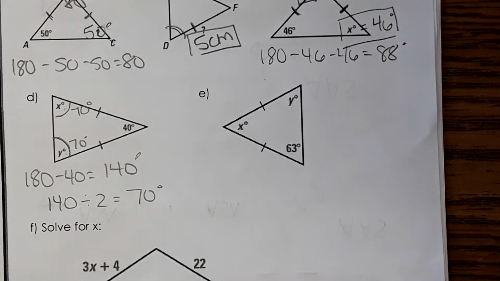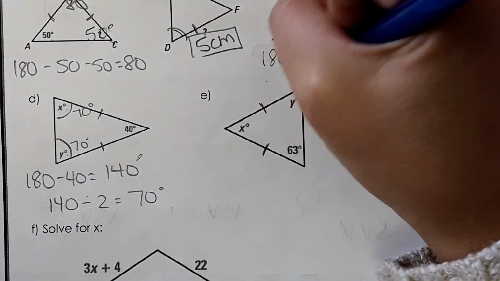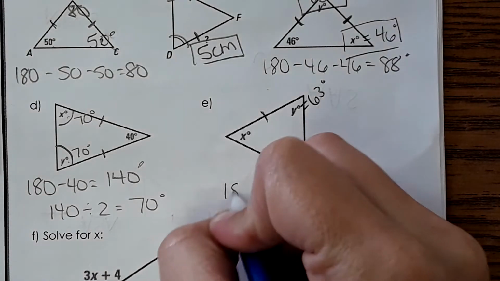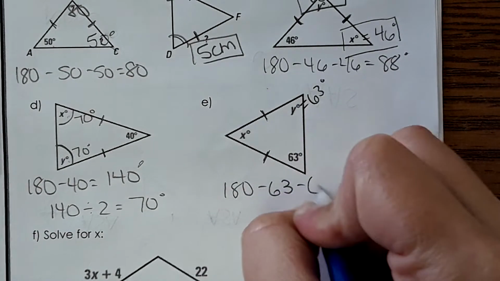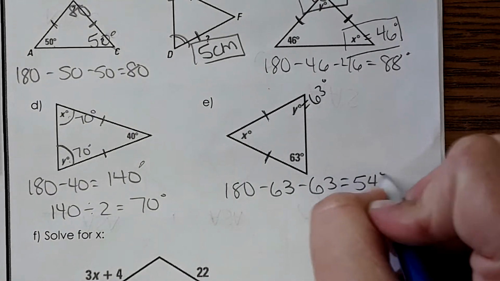And E, what do we have here? This is the same, this is the same, so then this would be 63 degrees. And then for the last angle, 180 minus 63 equals 54.